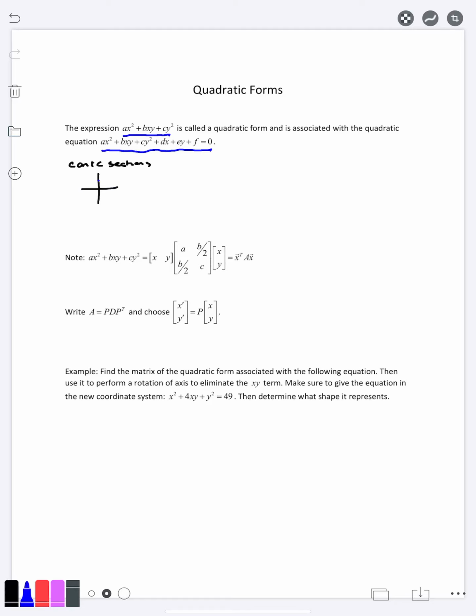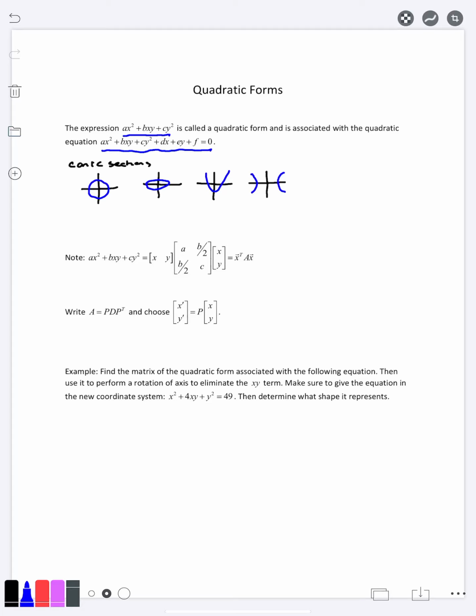You could have a circle. You could have an ellipse. You could have a parabola. And you could have a hyperbola, or the degenerate case where you have a line. Regardless, this is what we're looking at here.